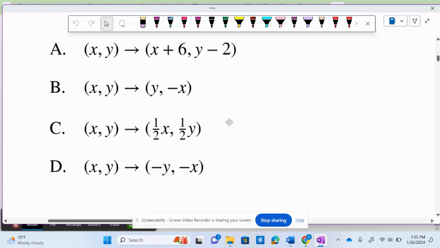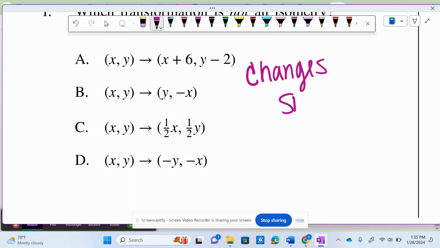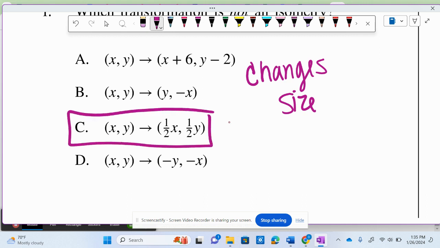Of these, which one changes the size of the transformation? C, because we're multiplying each coordinate by half. Okay, so C is the only one that changes the size. This one moves it to the right and down. This one reflects it. This one is a reflection over the line y equals negative x.